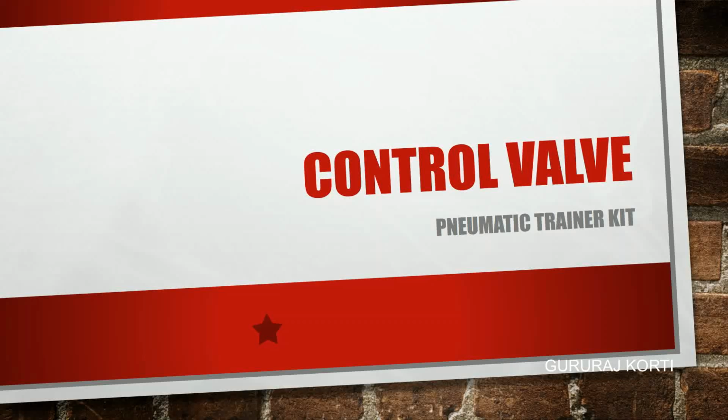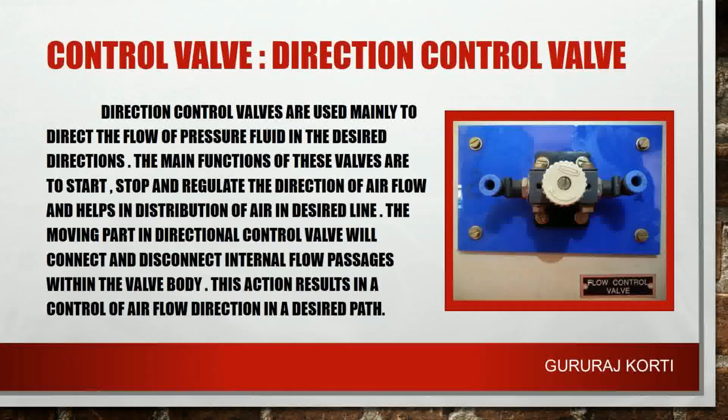Control valve, direction control valve. Direction control valves are used mainly to direct the flow of pressure fluid in the desired directions. The main functions of these valves are to start, stop and regulate the direction of airflow and help in distribution of air in the desired line.